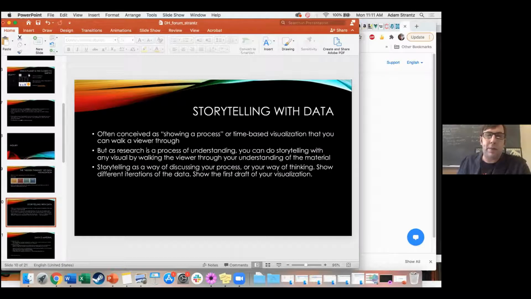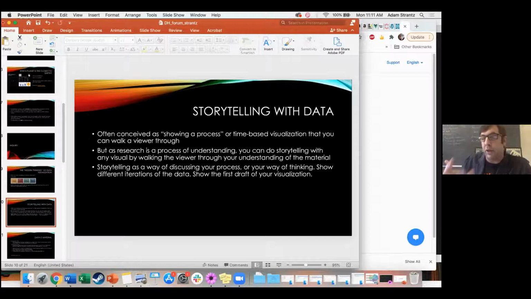And one of the big things that has become big in data is storytelling with data. And I think it's a good term. I like it. But a lot of times it's a little reductive as like showing a process or something, right? Like, oh, we can show a story through time, or we try to mimic the arc of like the hero's journey or something, like that, rising action and blah, blah, blah, falling, whatever, and stories. And it's like, that's kind of limiting. I'm much more interested in research as a process of understanding. So you can do storytelling with any visual by walking the viewer through your understanding.